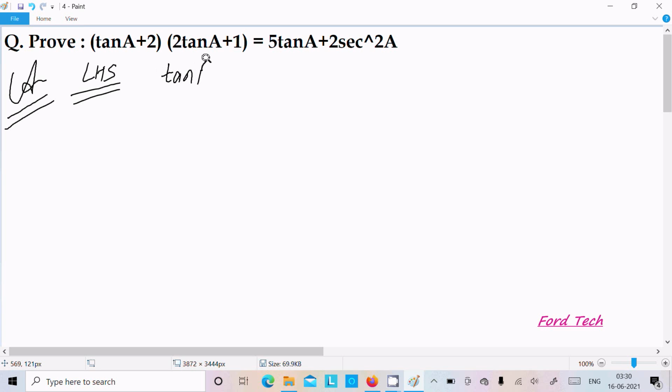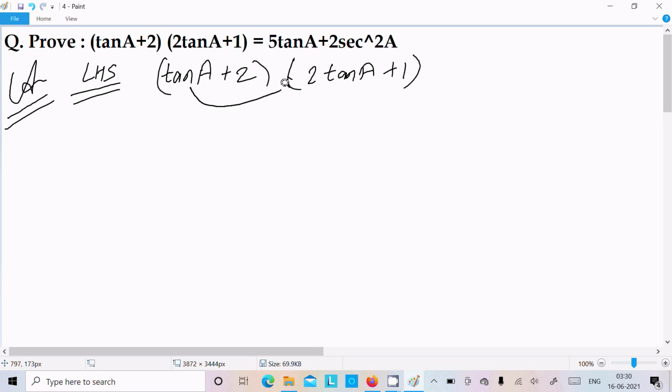tanA plus 2 and 2 tanA plus 1. So we can achieve the result very easily by taking the left hand side.